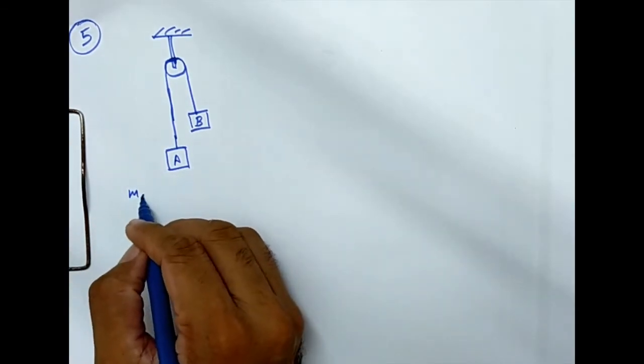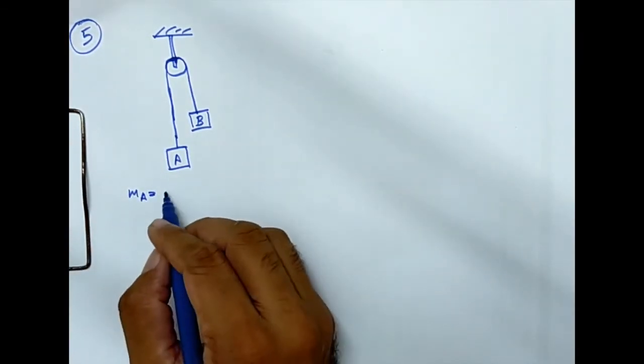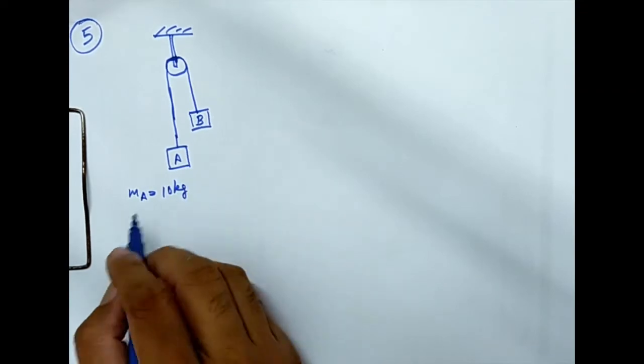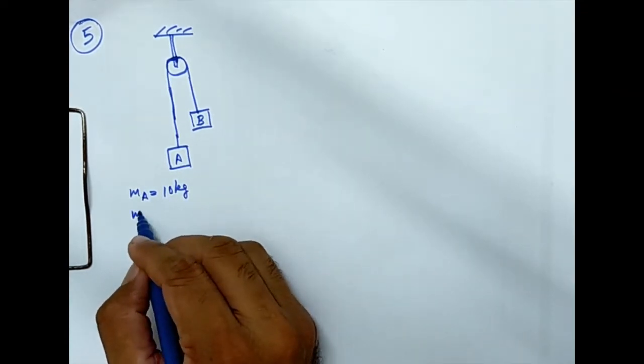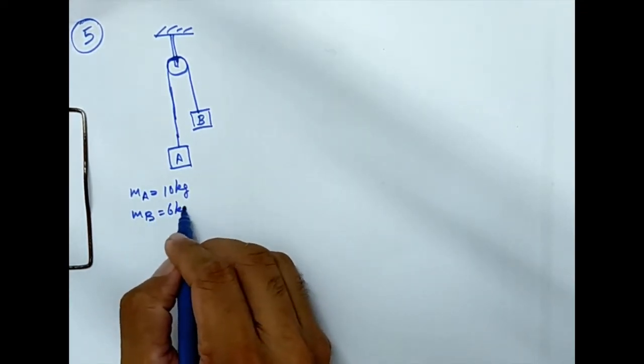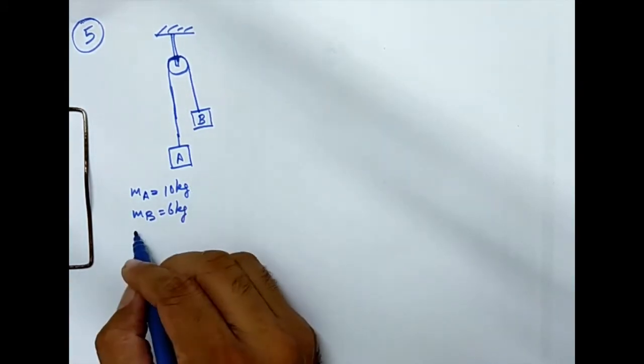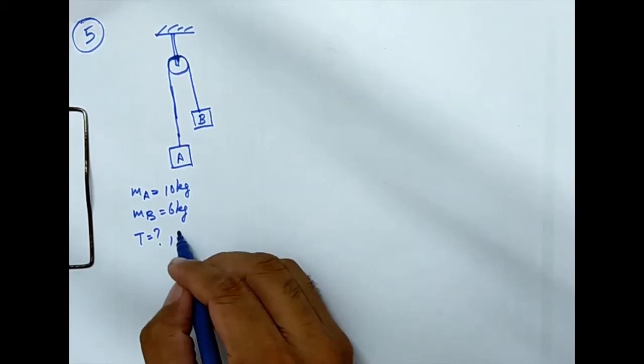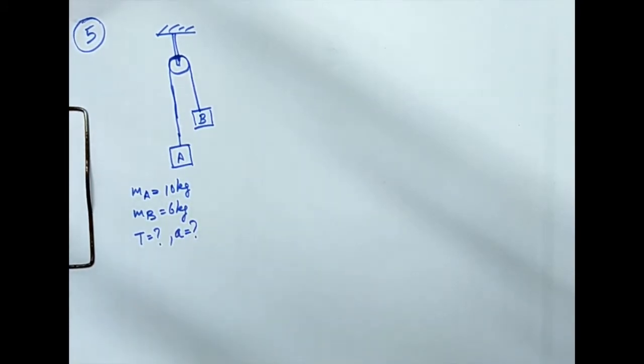The given data is the mass of object A, MA, is 10 kg, and MB is 6 kg. You are asked to calculate the tension in the cable and the acceleration. These are the unknowns. So it's a very simple arrangement.